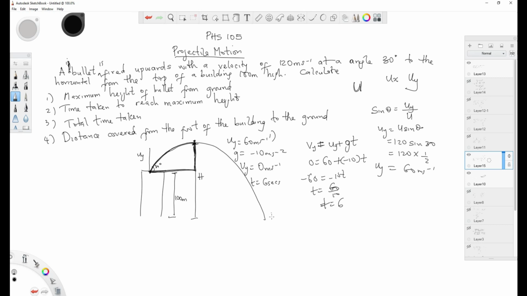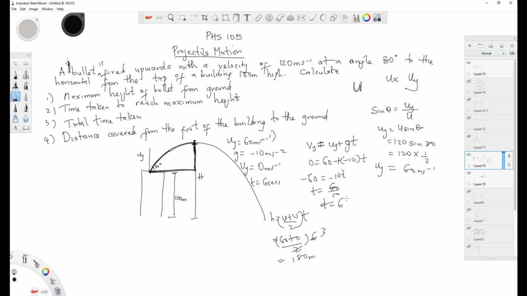Now let's get the height. H equals u plus v over 2 times t. We can use this, isn't it, since we've already gotten t. Then that's u is 60 plus 0 over 2 times t is 6 seconds. Then this is 3 times 6, that's 18, then 180 meters.